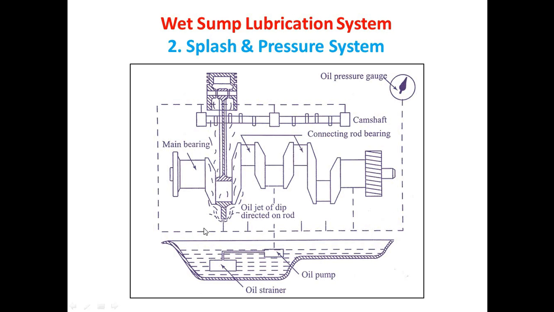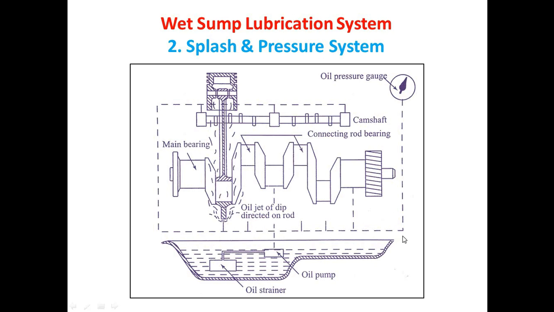Now again we are having the same thing, that is the lubricating sump, which consists of the oil strainer and the oil pump. Here we are again observing a crankshaft which has the main bearing, the connecting rod, and then this one is the camshaft. Here we are not observing any oil drops or oil cup, but the lubrication is carried out with the help of oil jets, which are sprayed over the engine components, more likely the connecting rod. Now how exactly does it happen?